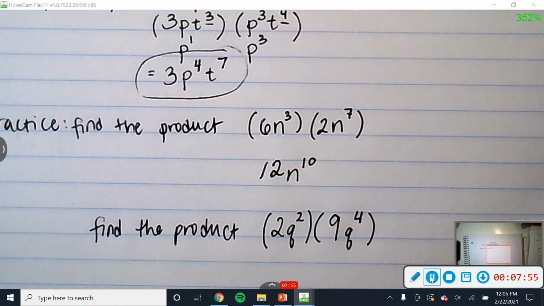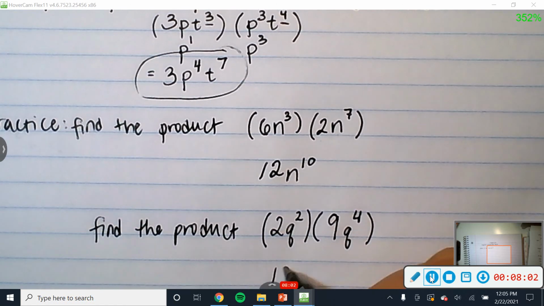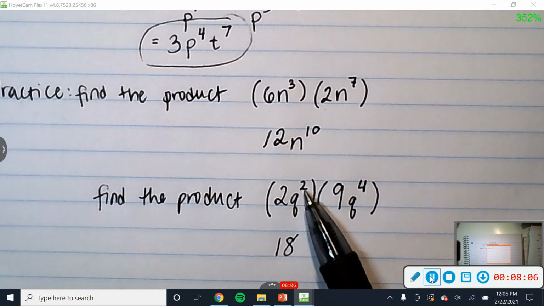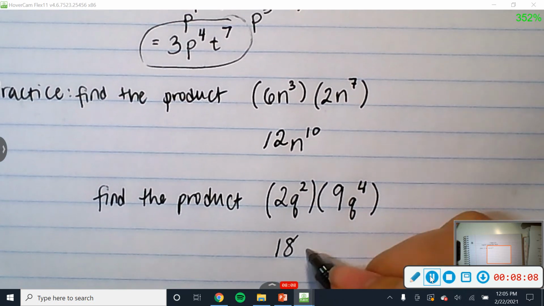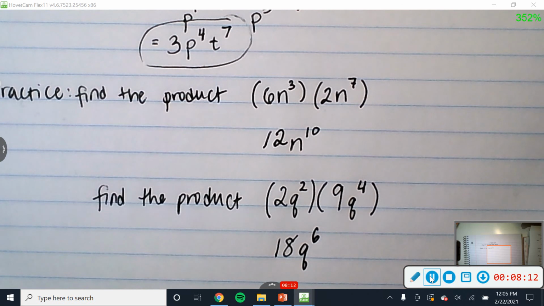Okay, hopefully you've paused and you've tried to solve it on your own. Same thing, multiply the numbers first. So 2 times 9, we multiply that like normal. And then add together your exponents. So 2 plus 4 is 6. So I have q to the 6th power for this one.